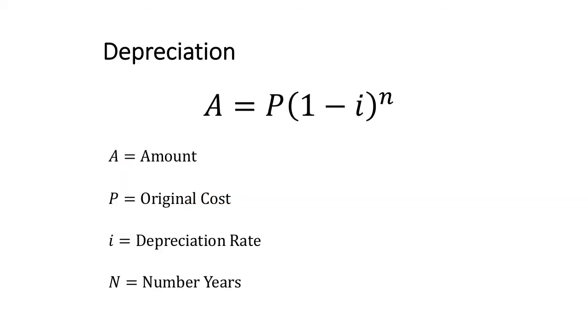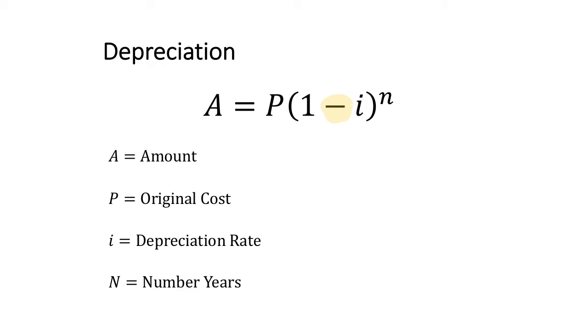So the formula for depreciation is going to be A equals P times (1 minus I) to the power of N. You can see there's a slight change to the normal compound interest formula, and instead of being plus I, it is going to be minus I. This change is because the value is decreasing and not increasing. So if we're looking to decrease a value by a compounding percentage, then it's going to be 1 minus I.